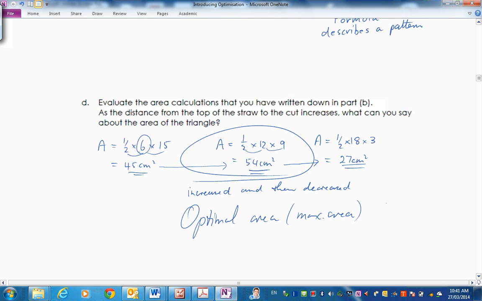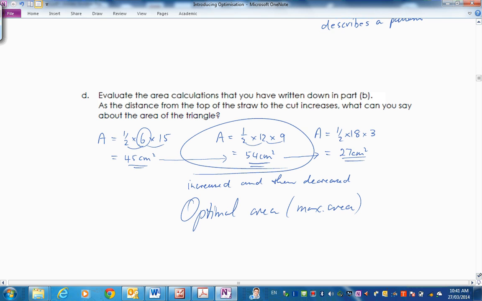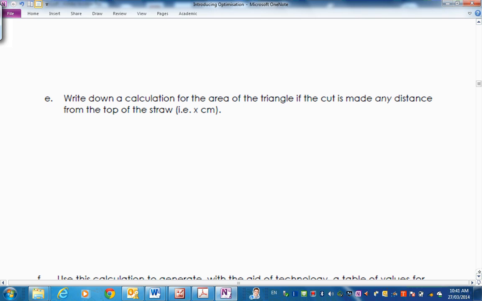Where in here does the area get to be the greatest? Do you see the question? And we want to do this mathematically, not by trial and error. Well, let's try a bit of trial and error for a start. Let's come down and see what they want to do now. Okay. Write down a calculation for the area of the triangle. Let's start underlining stuff. This is a good problem-solving technique. If the cut is made any distance from the top, they're going to bring in x. I guess we knew from that patterning, to describe patterns, we probably use a formula. We need symbols in a formula. So let's have a look.